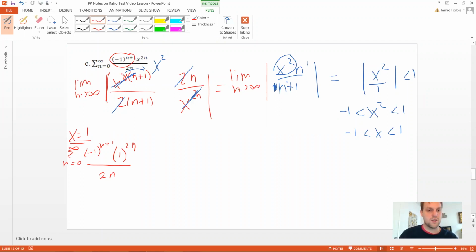But anyway, all I did was plug in 1 for x. Okay. Now, if I'm trying to figure out this convergence right here, 1 to any power is what? Just 1. So that pretty much goes away. 1 to the 2n is just 1, so that goes away. And what I'm left with is -1 to the n plus 1 over 2n, which is an alternating series.